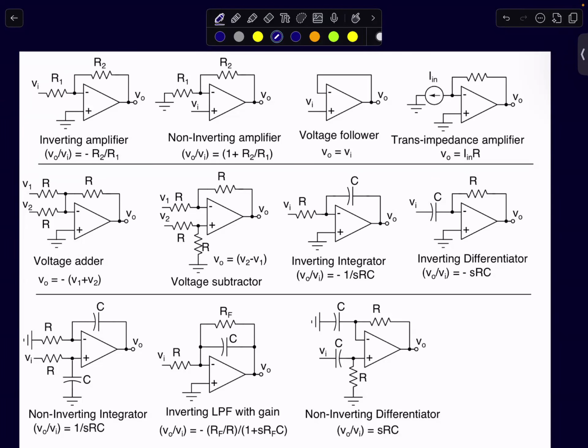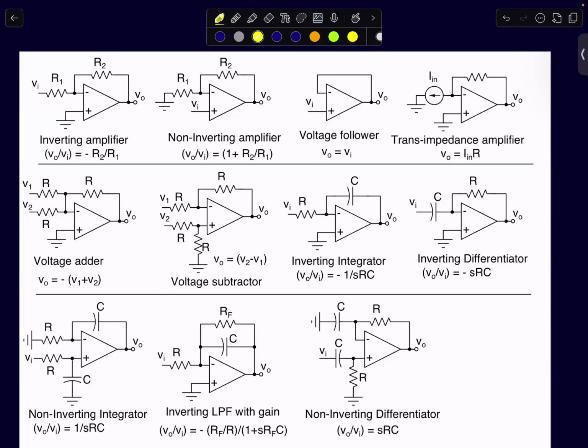And the circuits shown here represent a wide range of mathematical operations, ranging from voltage amplification to unity gain amplifiers to transimpedance amplifiers to adders, subtractors, and integrators and differentiators. So we can perform a wide set of arithmetic operations. So that's what we discussed so far.